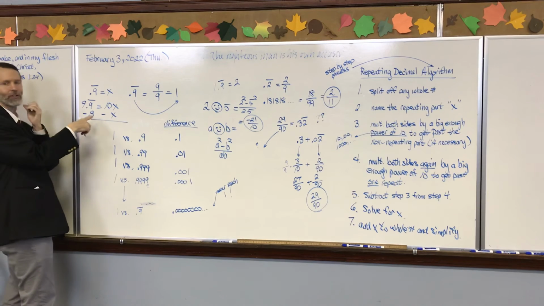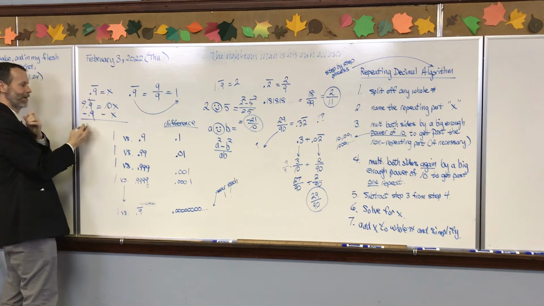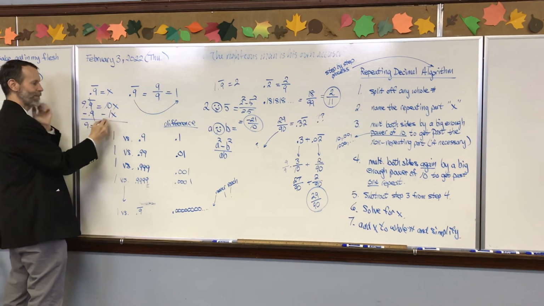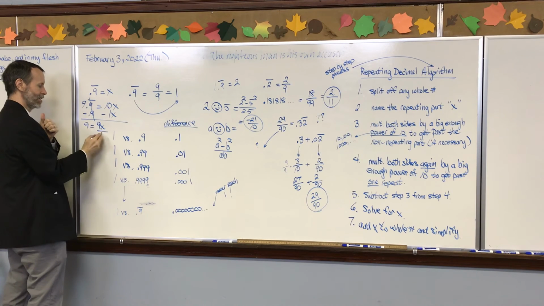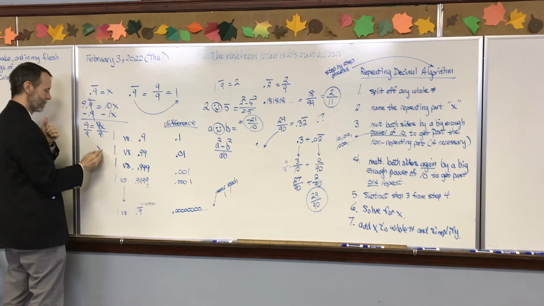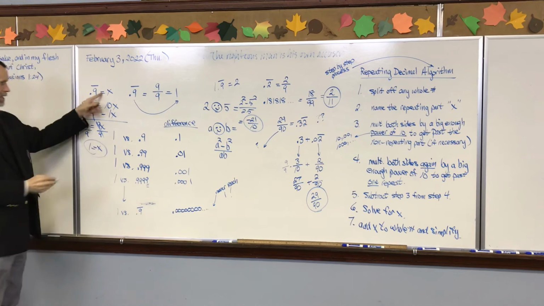Look over here. The repeats cancel. 9 equals 10x minus 1x, which is 9x. Divide by 9. That's this.